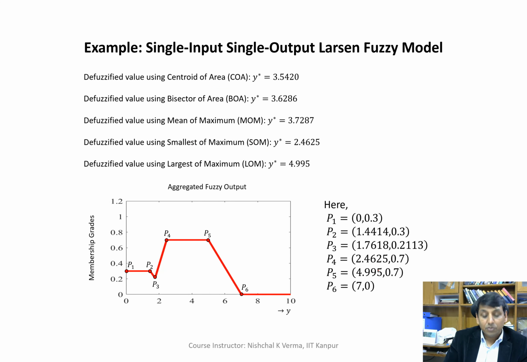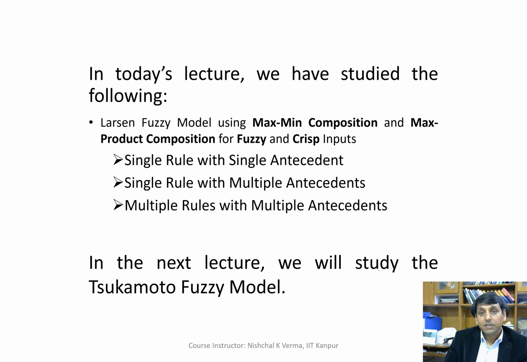We have discussed many things in today's lecture, and I hope you enjoyed it. In detail, I have discussed the Larsen fuzzy model using max-min composition and max product composition for both fuzzy and crisp inputs. We discussed three cases: first, a single rule with a single antecedent; second, a single rule with multiple antecedents; and third, multiple rules with multiple antecedents. This covered almost all the cases that we could apply.